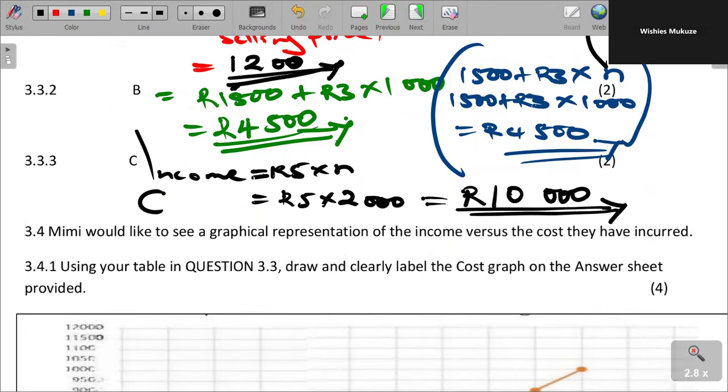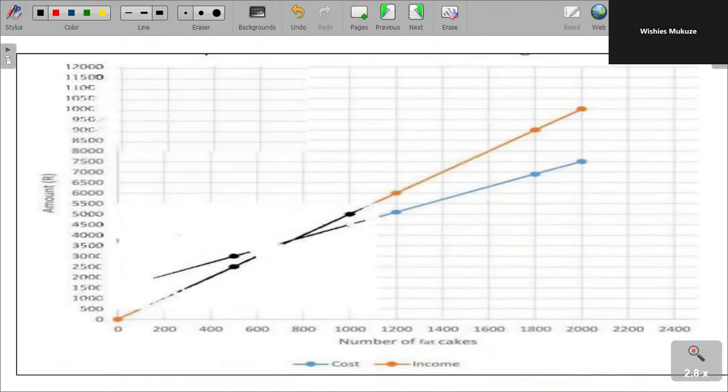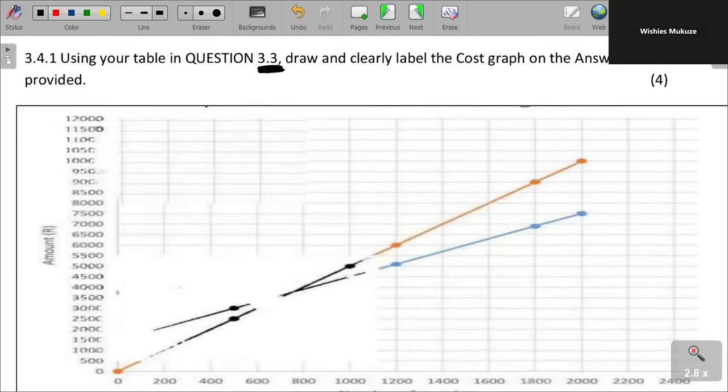And then we are given again that Memo would like to see a graphical representation of income versus cost they have incurred. Using your table in the question above, draw and clearly label the cost graph on the answer sheet. Here I just wanted to make it easier for you. We always need a title on the graph. The graph must always have a title. The title of the graph is supposed to be income versus cost after selling fat cakes.